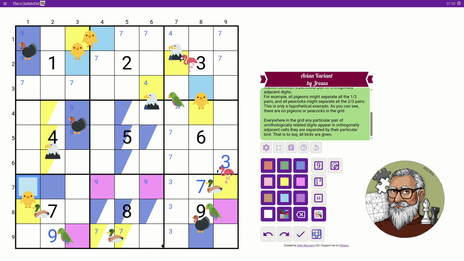Oh, interesting. It has to be this one, right? The blue. Well, obviously. It doesn't matter. But this one can't be yellow anymore, because otherwise we would need a chick here, right? So this would have to be yellow. And that's 4 and yellow. 4 is not yellow. So this one is 4, obviously.